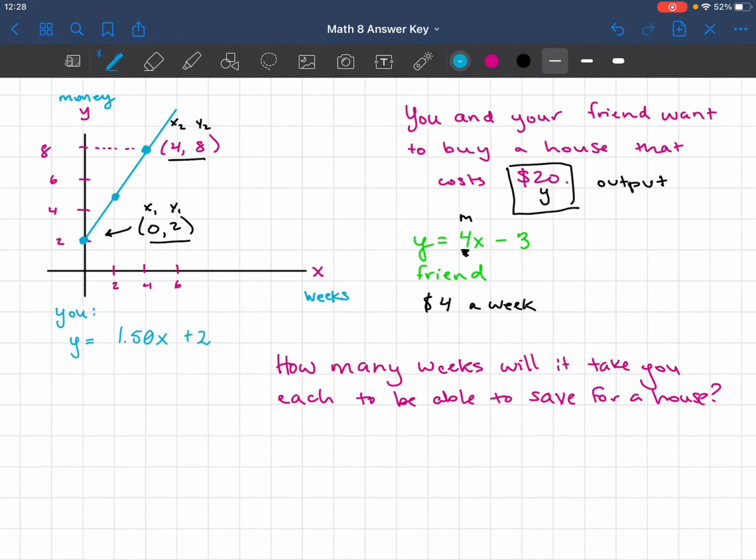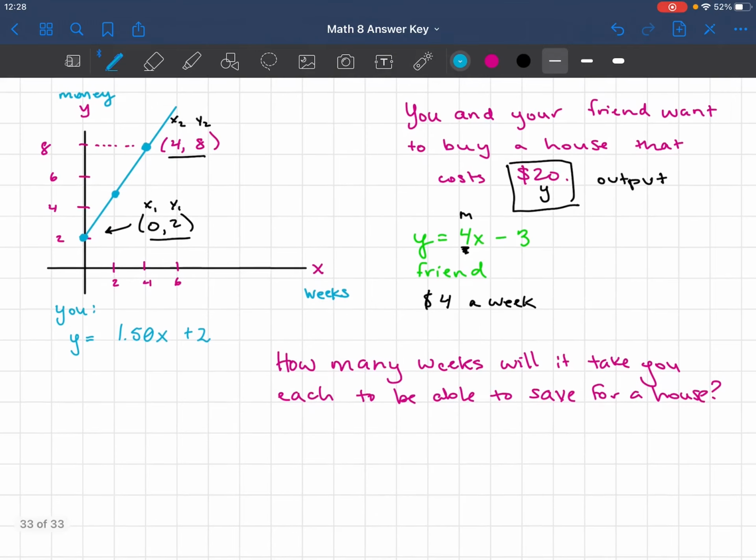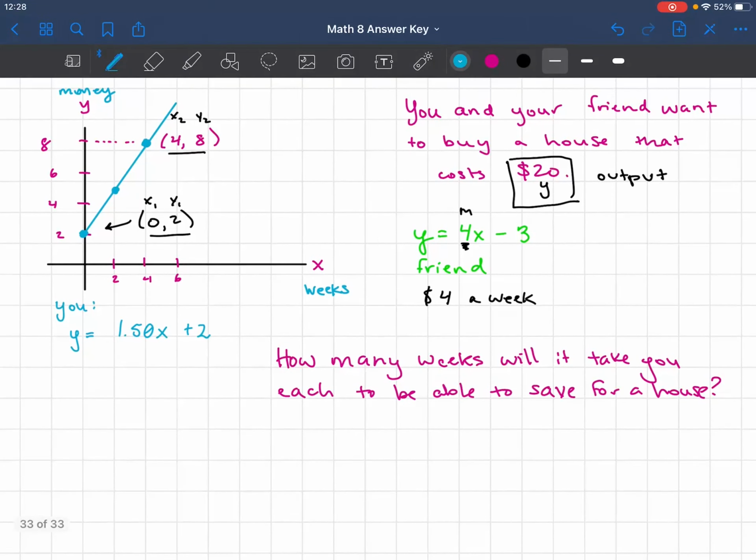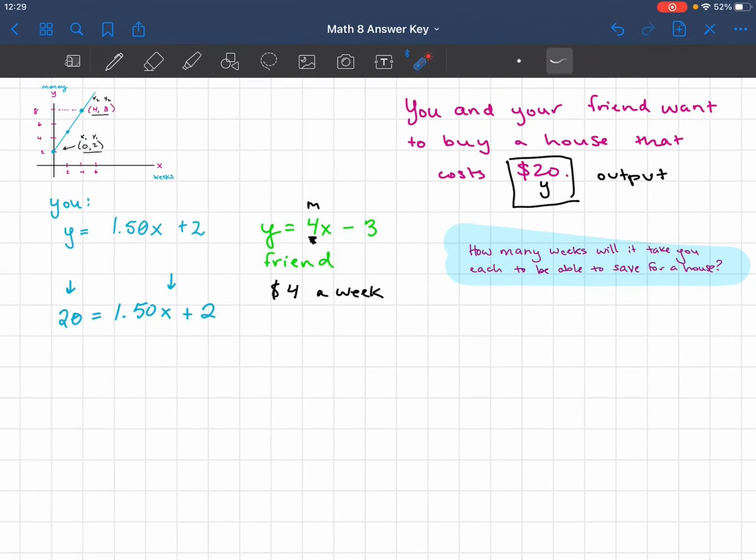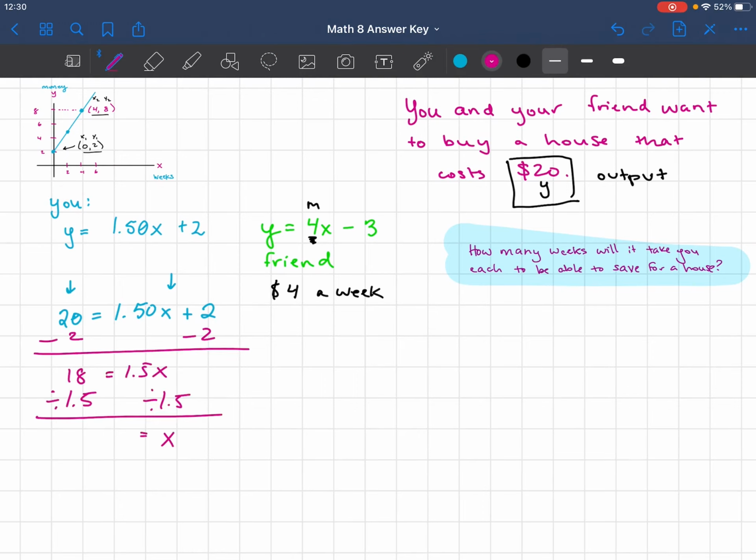We've already created a formula for you, and the problem already gave us a formula for your friend. So we can use those formulas to find how many weeks, or the value of x, it will take for us to get to $20. Let's start with you. We know that $20 is an output, so we're going to plug 20 in for y in order to see how long it will take. So when y is 20, what is x? Here we can just use SAD MAP in order to get x by itself, and we will find that for you, it will take 12 weeks in order to save $20.